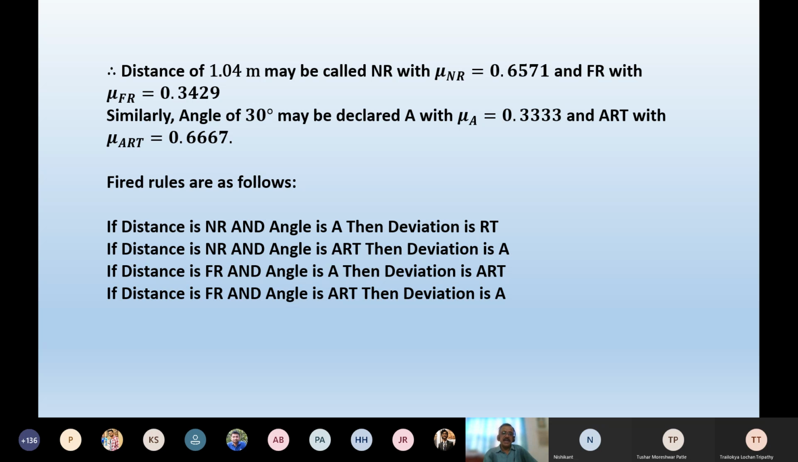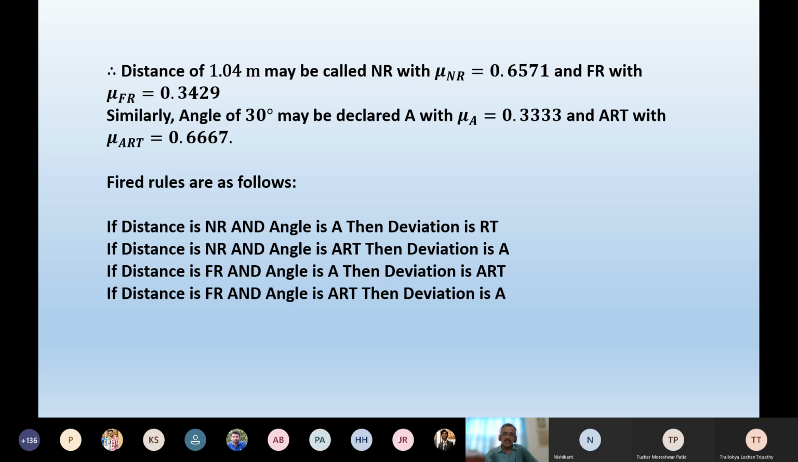Similarly, corresponding to this angle of 30 degrees, it is ahead with membership function value 0.3333. It is ahead right with membership value 0.6667. Once again, if you add them up, you'll be getting 1.0. Now, there are two possibilities for the distance, near and far. There are two possibilities for the angle, ahead and ahead right. So how many combinations of the fired rule? 2 multiplied by 2. So there are 4 possible combinations.